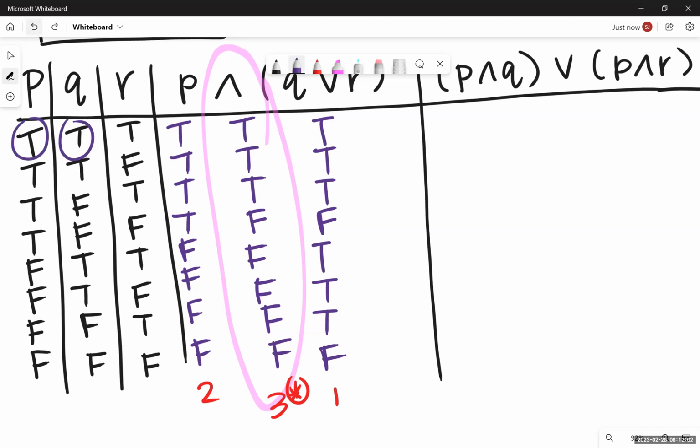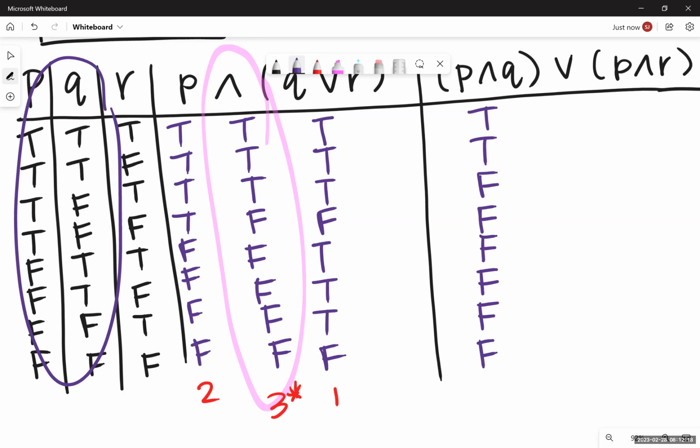Yes. T and T, yes. T and T, yes. True and false, no. No, no, no, no, no. And that was me looking in the very first 2 columns, far left, and then doing the connective and. Only the first 2 cases both had trues. So with and, the outcome was true. Everything else was false.